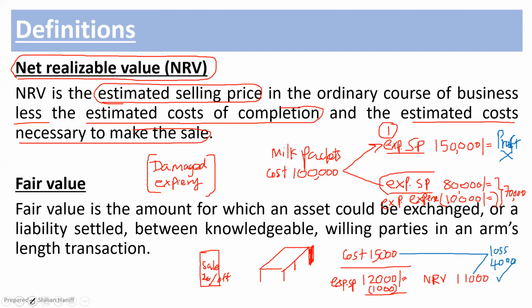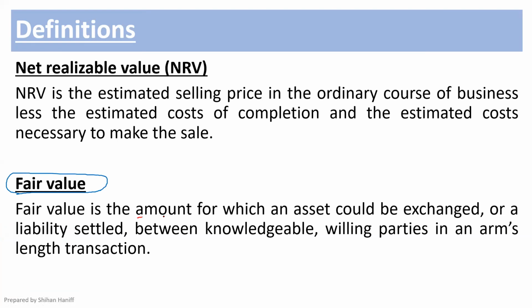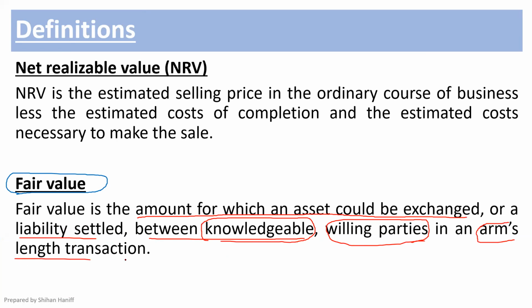Okay. So then we have fair value. Fair value means the amount for which an asset could be exchanged or a liability settled between knowledgeable, willing parties in an arm's length transaction. Now here there are three important points.